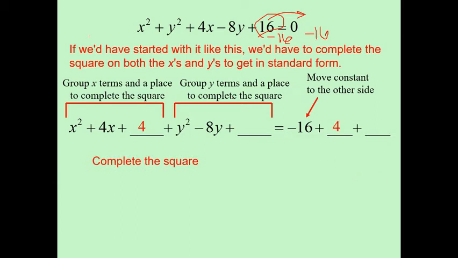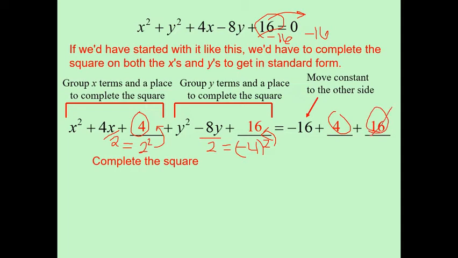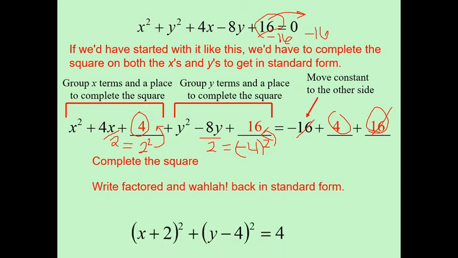Now we're going to complete the square on both. 4 divided by 2 is equal to 2. And then you have to square that. That's why it's called completing the square, and you get 4. Notice we place a 4 here, but we also have to place a 4 on the other side. So whatever you add to one side, you must add to the other side. Here, we took the -8, divided it by 2, and that gives us -4. And then -4 squared gives us 16, and so we add 16 to both sides. Notice how the 16s are going to cancel.